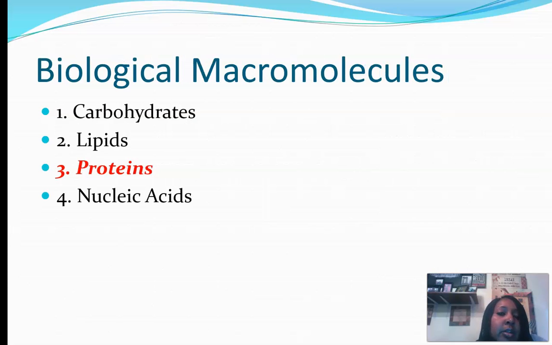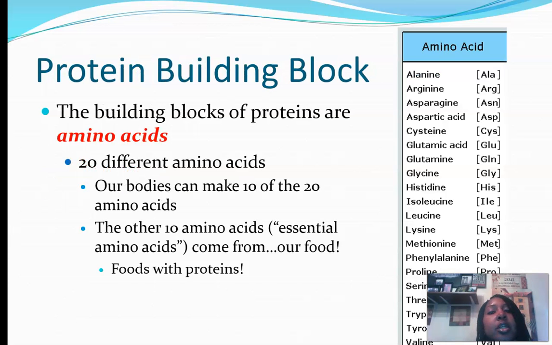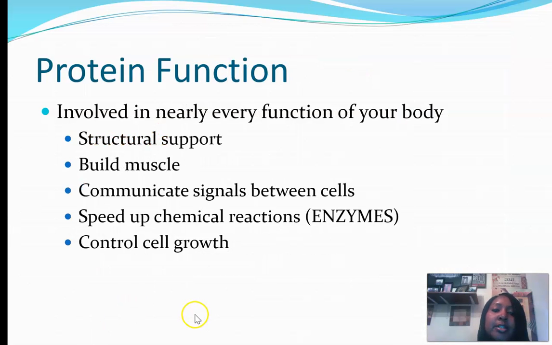The next macromolecule we're going to talk about is proteins. Proteins are so important. The building blocks of proteins are amino acids, and these are some examples of amino acids. There are 20 different amino acids. We're going to talk more about the amino acids later on in the semester, but there are 10 amino acids you can get from the food that you eat. So that's why it's important to eat food with protein, so you can get those amino acids that you need.